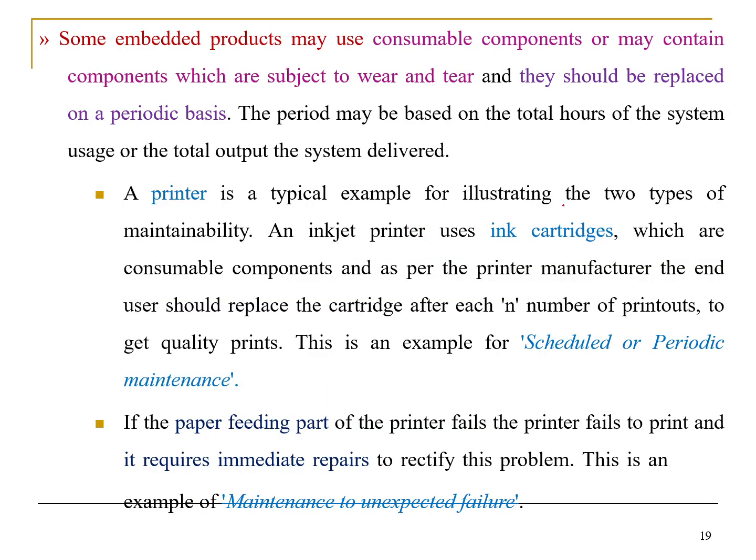Some examples are given here. A printer in which the inkjet has to be replaced after every 3000 or 5000 prints. That is your scheduled one. If it is not printing after 2000 prints, then you have to replace the inkjet. That is the unscheduled one. So that is what maintenance is. But normally I expect the maintenance to be as little as possible.